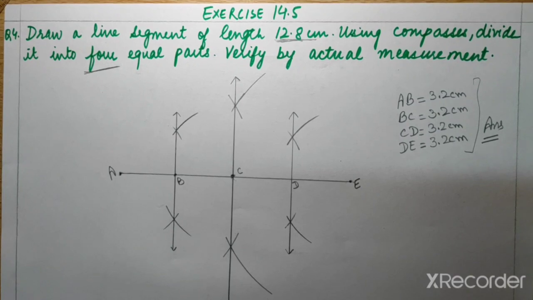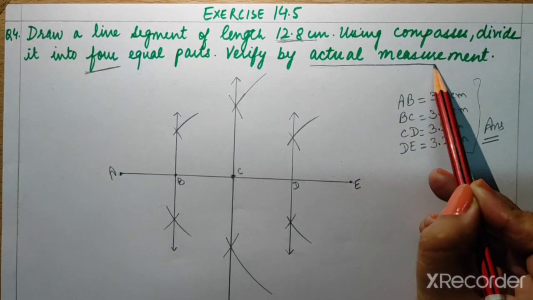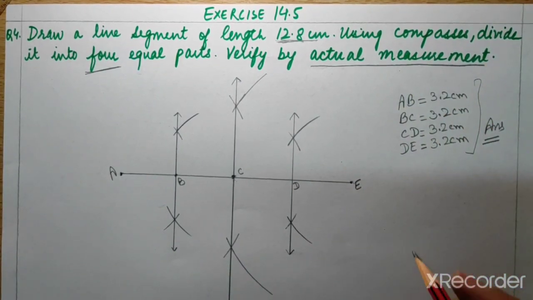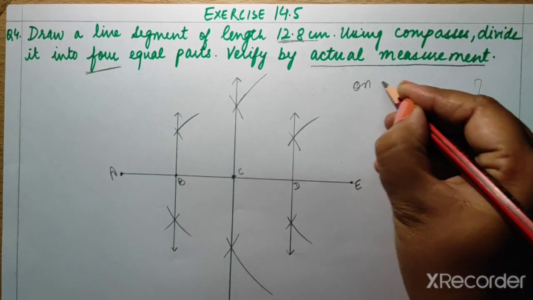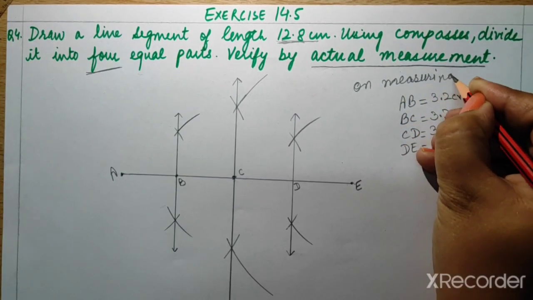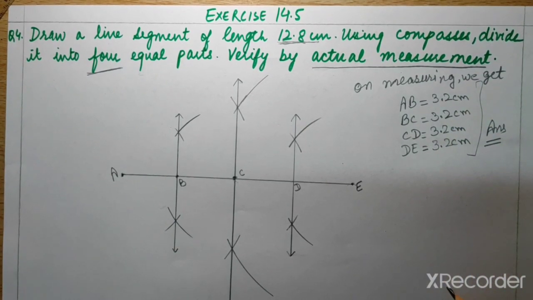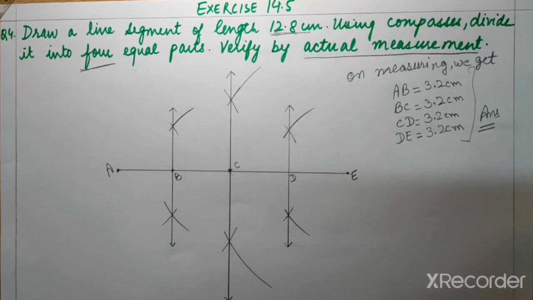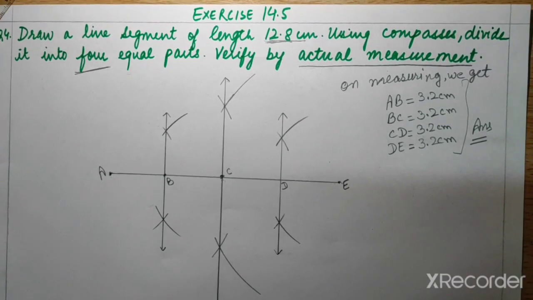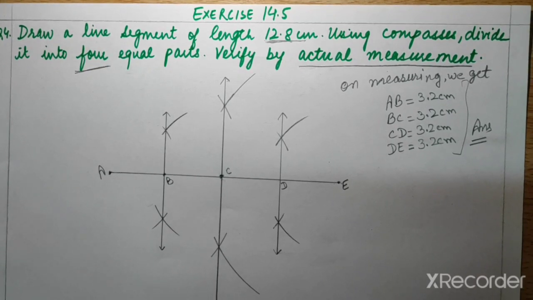This is what we have done by verifying. We have verified by actual measurement. You can write here, on measuring we get that the length of each part is 3.2 centimeter, and actually it is divided into 4 equal parts, which we have done using only compass and scale, right? So this was all about question number 4. Thank you.